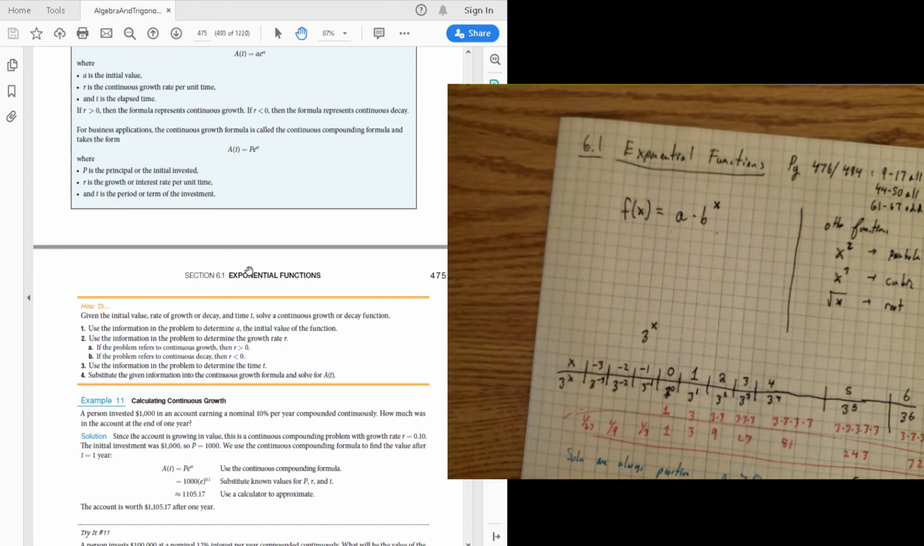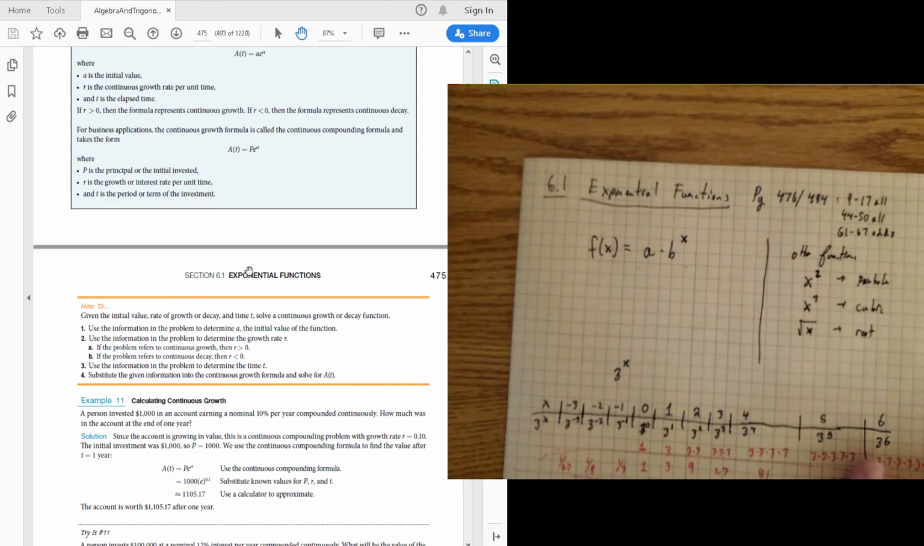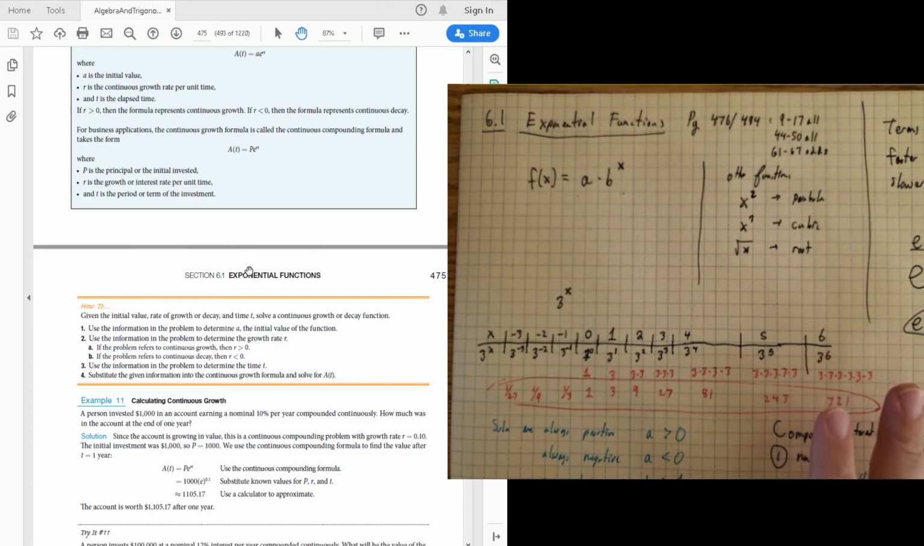So this is your second to last assignment for the year. 6.1, exponential functions, on page 476. The big thing about it is making sure to understand what an exponential function is and how to use it with a calculator especially is really helpful.